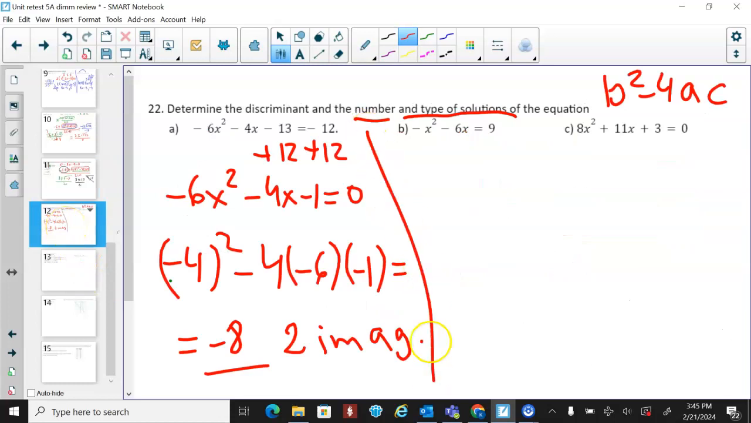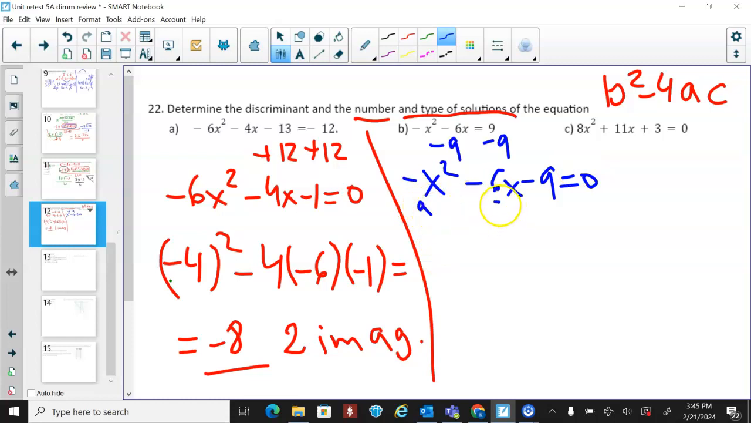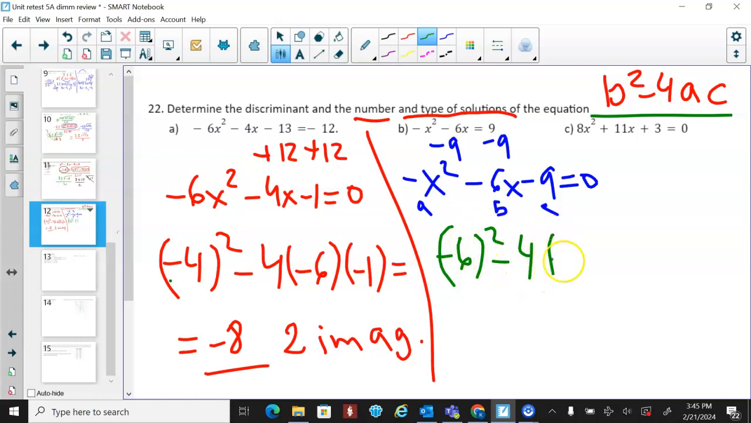All right, next one, you're going to move the 9 to the other side. You're going to have negative x squared minus 6x minus 9 equals 0. Now, again, that's your A, that's your B, and that's your C. So when you're plugging it into this formula right here, you have negative 6 squared minus 4 times negative 1 times negative 9. When you put all of it in the calculator, you're going to get a 0.